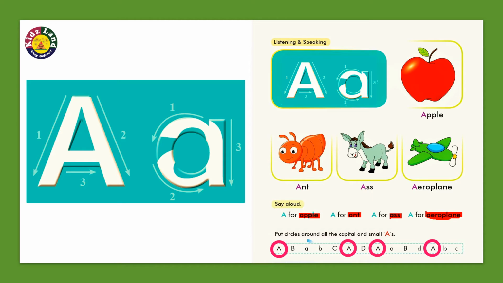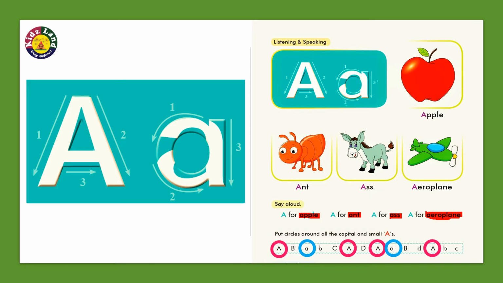Next, what are the small A's? Can you see the small letter A's here? Yes, I do. I found 2 small letter A's here. Did you see the circles? Now I have identified the capital A and the small a. You are good in identifying the letters by now, and also you should be good in writing the letters also.